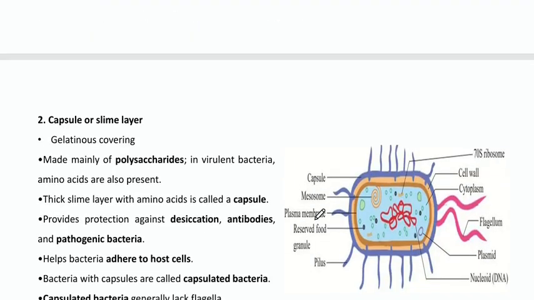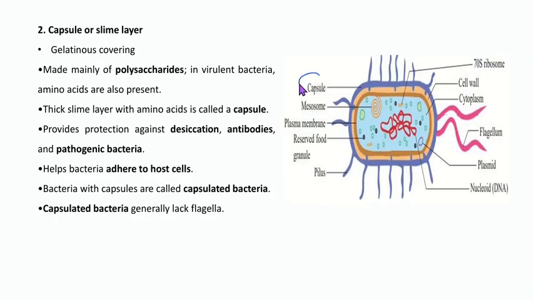And now let's move to our second, that is the capsule or the slime layer. It is just above the cell wall, and it is a gelatinous layer, as you know that it is a slime layer. It is a very slippery gelatinous type of covering, which is made up of polysaccharides. In the case of virulent bacteria, there are polysaccharides, and there are amino acids as well, and the thick slime layer with amino acids forms the capsule. Capsules are present in virulent bacteria and provide protection against desiccation, antibiotics, and pathogenic bacteria.